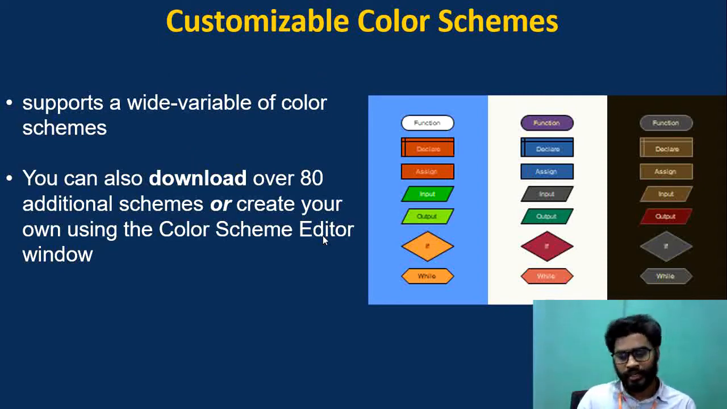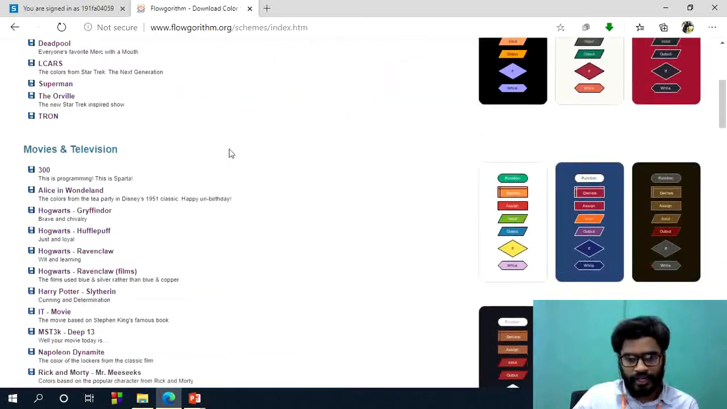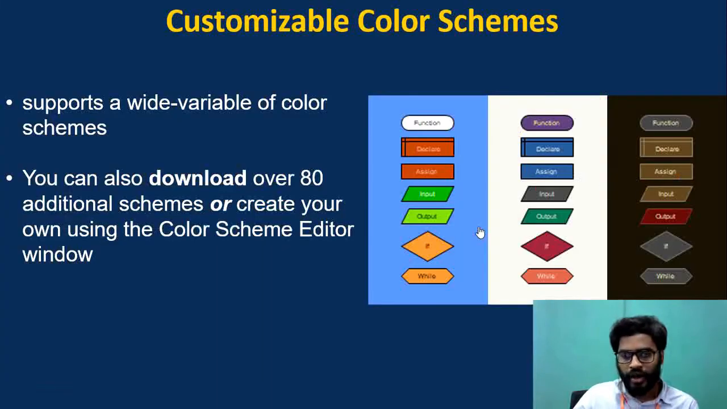Unlike the Raptor tool, which provides plain colors, Flogorithm provides lots of color schemes, and you can choose whatever color scheme you would like. So these are 3 color schemes. While designing the flowchart, you can choose whatever color scheme you like. Flogorithm provides a set of color schemes along with the app itself. If you want more color schemes, you can download them from the website. You can download lots and lots of color schemes from the website if you want. Or if you want, you can even create your own color schemes by using the color scheme editor window.